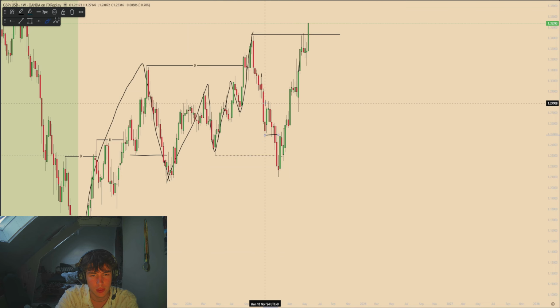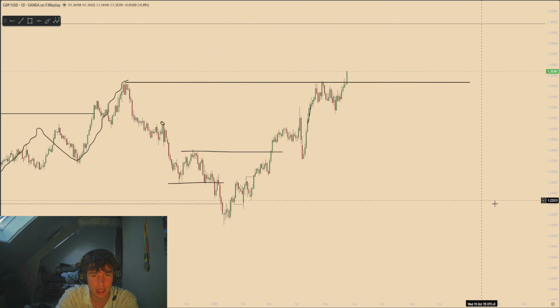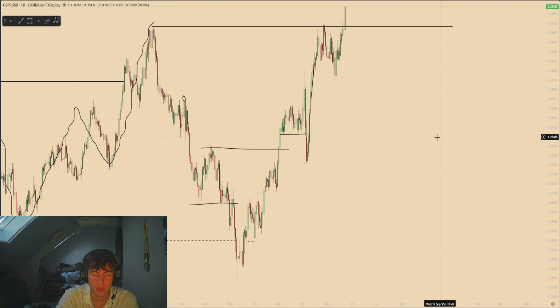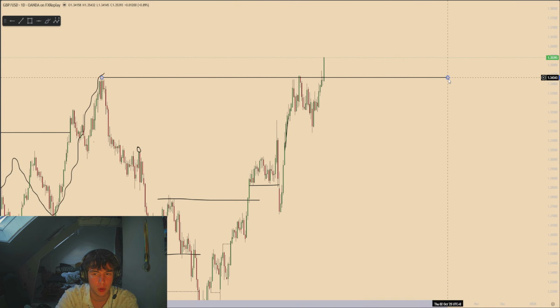We've seen the daily fractal break. We come to take, or the weekly fractal break, I'm sorry. We come to take some major liquidity down here. We sweep it. And we come for the overall high.